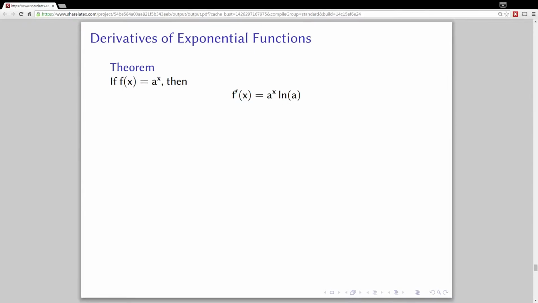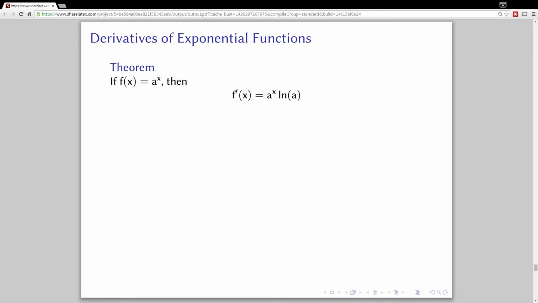Okay, in this part of section 3.1, I want to talk about the derivatives of exponential functions. So remember what exponential functions are. Exponential functions are functions where we have a base, a, and the x is up in the exponent part here. So they're sort of the opposite of the power functions that we started talking about.